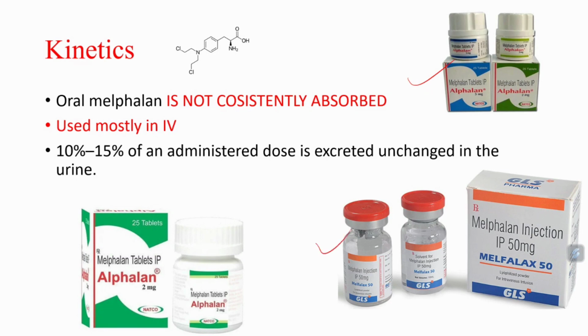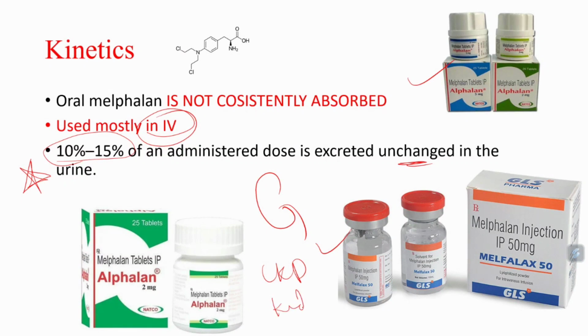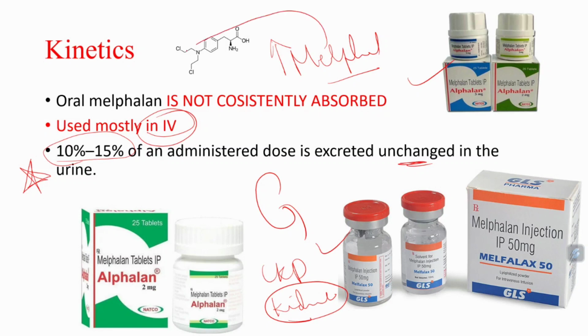When it is given through oral form, it is not properly absorbed from the GI tract. That point already we know. That's why it is most commonly used in IV. Okay, and here very important point you have to remember: 10 to 15% of melphalan is excreted unchanged from the kidneys. So, if anybody has CKD or if anybody has kidney impairment, in those cases, the toxicity of melphalan can be seen. Melphalan concentration may be increased, and with this it may cause more myelosuppression.